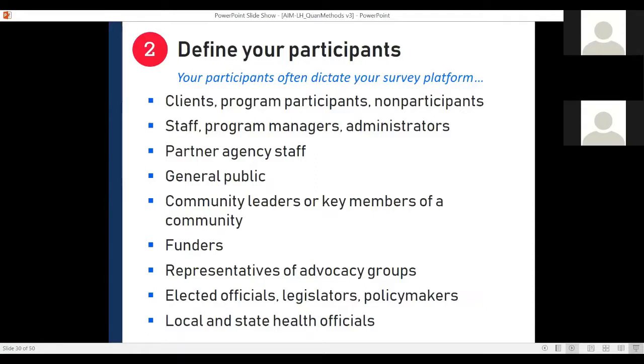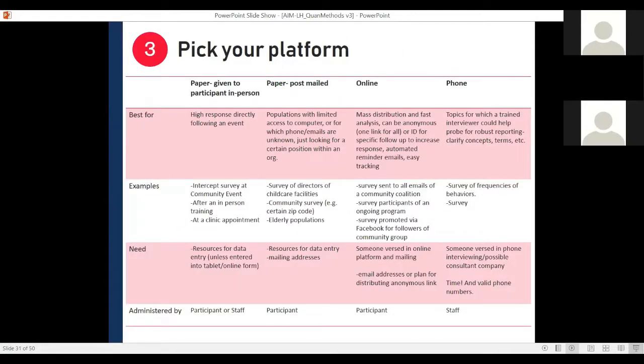And then the next thing we want to do, which, like I just said, makes you think about how you want to do your survey, is pick your platform. This slide has a lot going on, and I would suggest maybe later printing it as a good reference to look at the different pros and cons of each type. But I'll just hit the highlights.